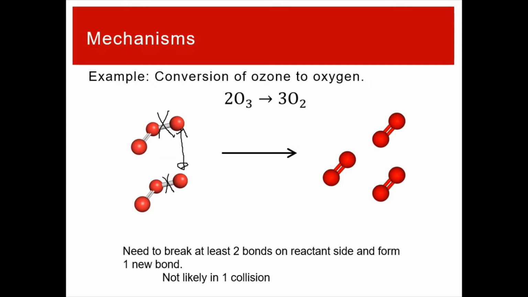It is unlikely that you will break two bonds and form a new bond all in one collision. It's really high energy requirements. You'd be breaking two bonds. And you also would have some steric issues. What is the orientation that these molecules have to collide in just the right perfect way? It's just really unlikely to happen via a single collision. So instead, it's going to happen via multiple steps.